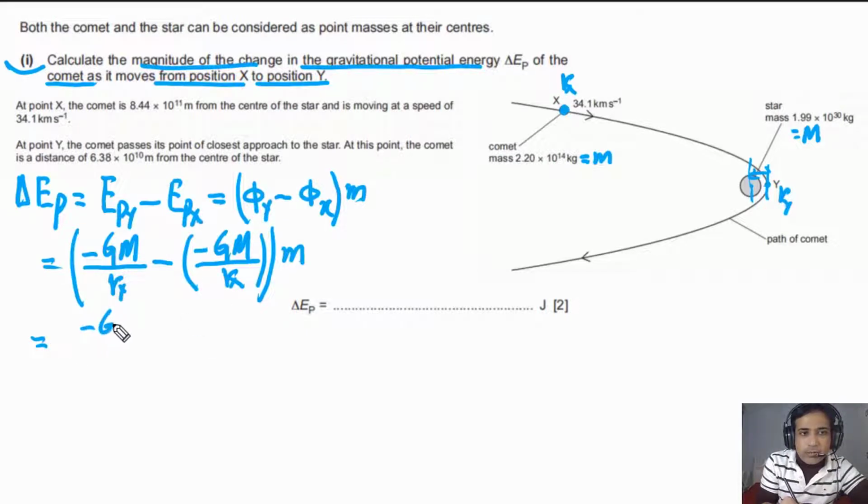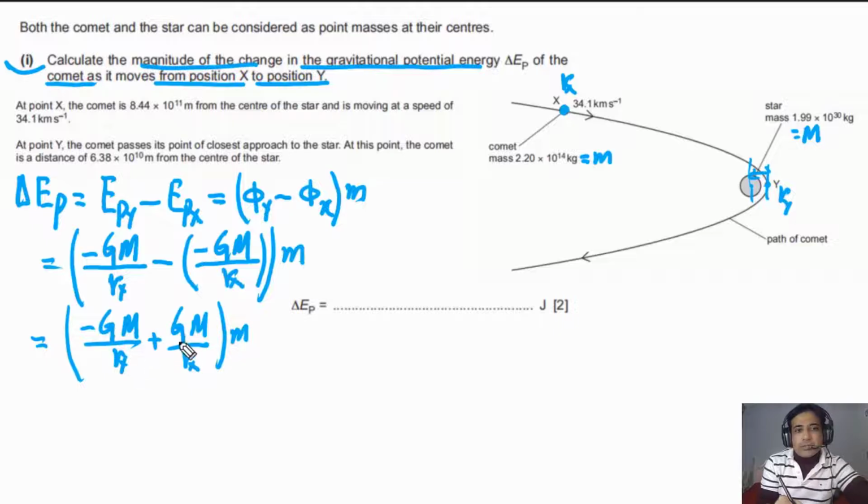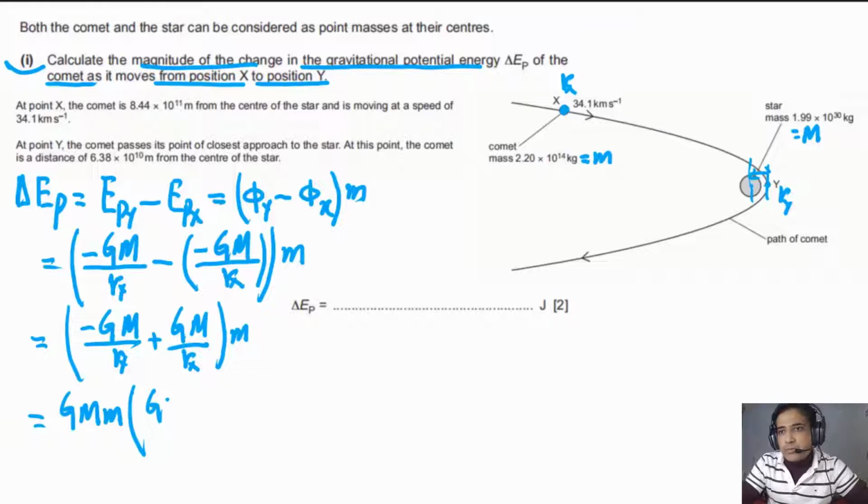We can write down this is negative GM over ry, and this one we have plus capital GM divided by r sub x, and this is multiplied by small m. Now in this case you can see we have GM, we can take this common, so we have capital G, capital M, small m. It is already out of the bracket, so we can write this simply in terms of rx and ry because we have taken GM common. So we can write down this is 1 over r sub x minus 1 over r sub y.